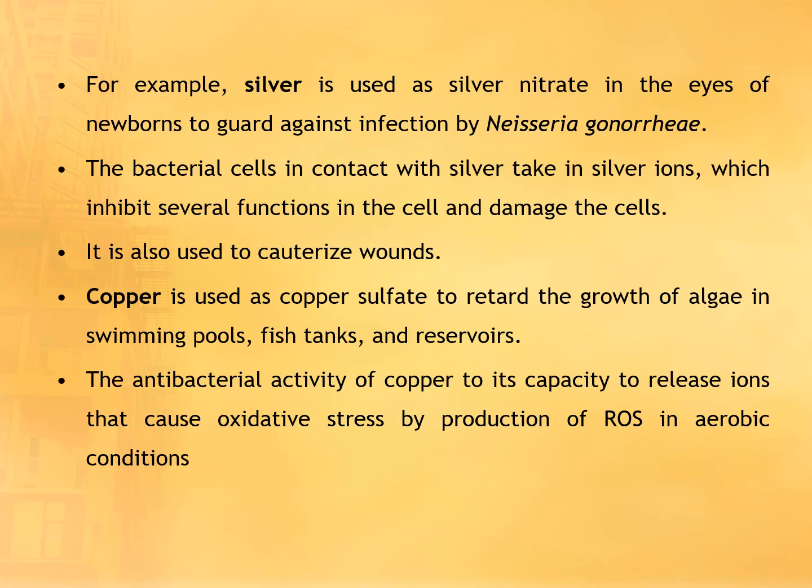For example, silver is used as silver nitrate in the eyes of newborns to guard against infection by Neisseria gonorrhoeae. In this case, 1% silver nitrate is used as an antiseptic solution. The bacterial cells in contact with silver take in silver ions, which inhibit several functions in the cell and damage the cell. It is also used to cauterize wounds.